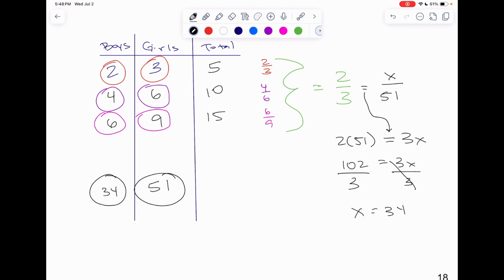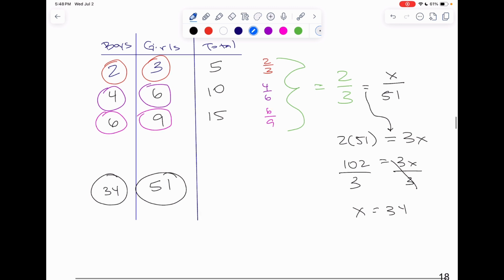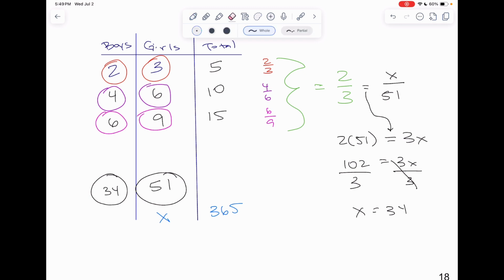Say I didn't know how many girls there were. We'll call that x girls. But I know I have 365 total people. Okay, how can I deal with that? Well, I know that the relationship between part and part is the same. Is the relationship between part and total also the same? Well, let's check it out.